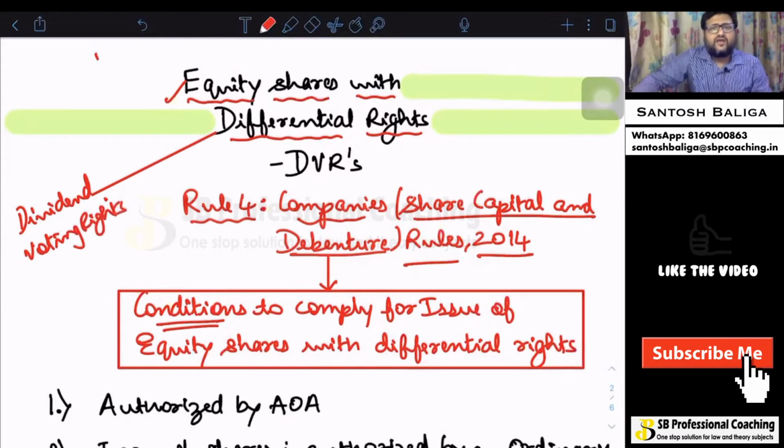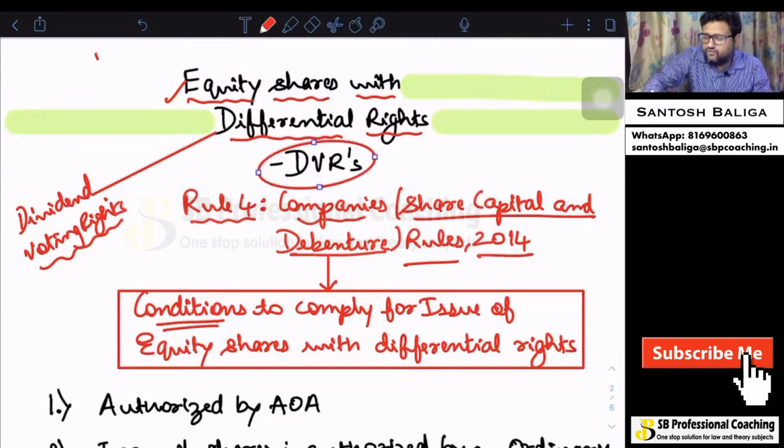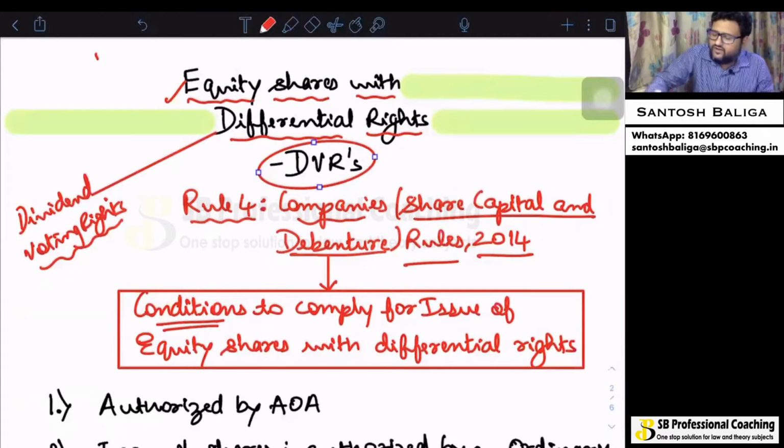And normally, in practical instances, you would find many differential rights equity shares are with voting rights. Hence, they are normally known as DVRs. If I give you an example of DVR, the most common one will be Tata Motors. Tata Motors has its ordinary equity shares as well as its differential equity shares as Tata Motors DVR, which is listed on the stock exchanges.